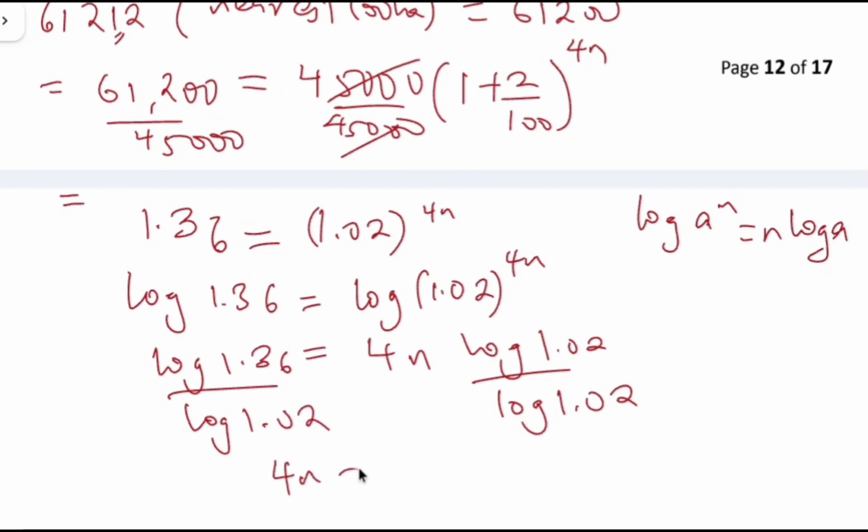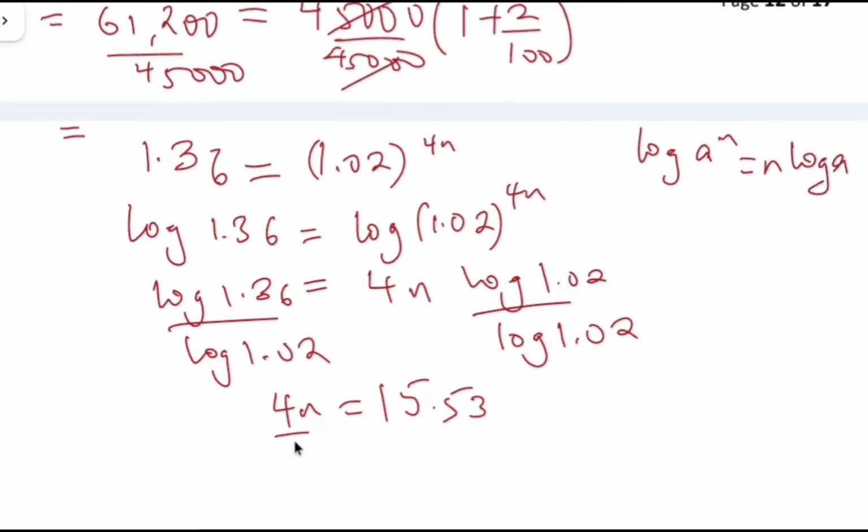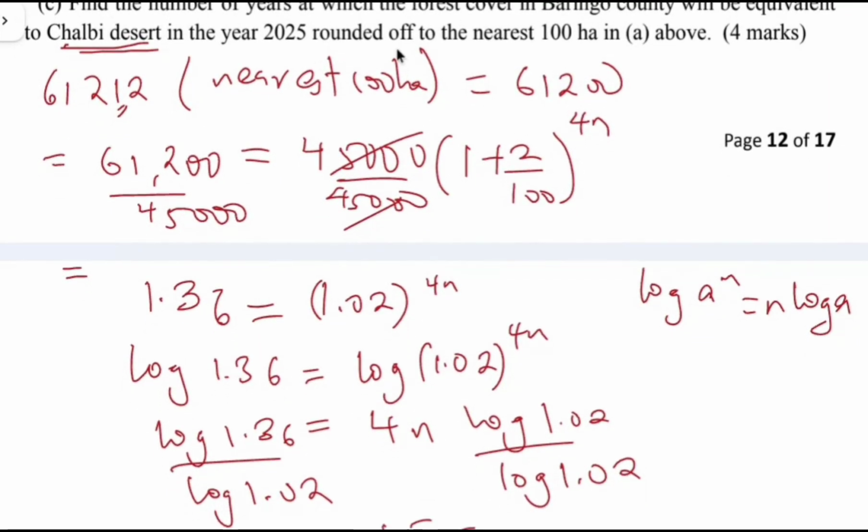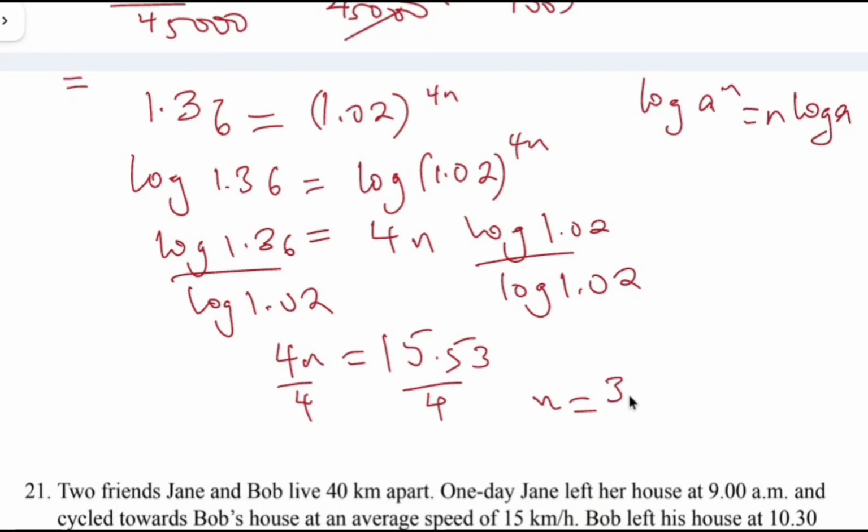So 4n equal to, chukua hiyo log 1.36 divide by log 1.02, answer hapo itakupa 4n equal to 15.53. Divide by 4, n should give you 3.881. So umeambiwa round it off to define the number of years, so n equal to 3.88 years. So let's say at most yani 4 years, somewhere like that. Ukiround off it should be like 4 years. So mpaka hapa tumeelewa.